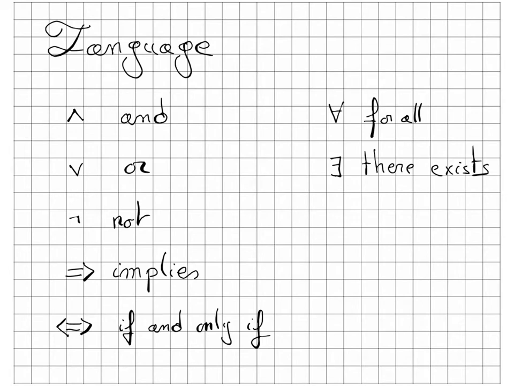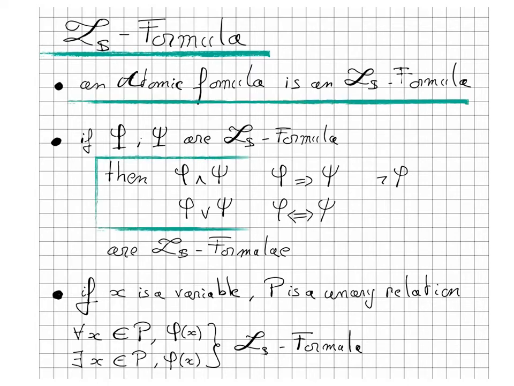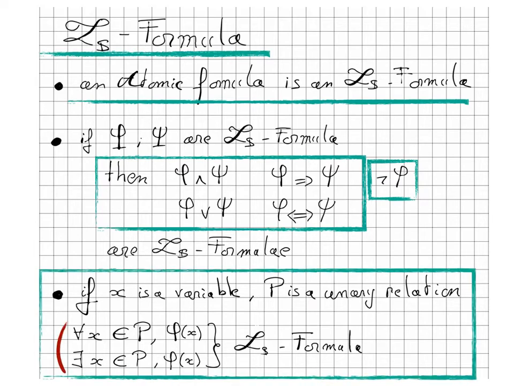To build formulae out of atomic formulae, we need the following logical symbols: and, or, not, implies, if and only if, for all, and there exists. From atomic formulae, we can build a bigger formula simply called an LS formula. Any atomic formula is also an LS formula. The logical connection between two formulae is a formula, and so is the negation of a formula. And if x is a variable and P is a unary relation, then those two statements here are also formulae.